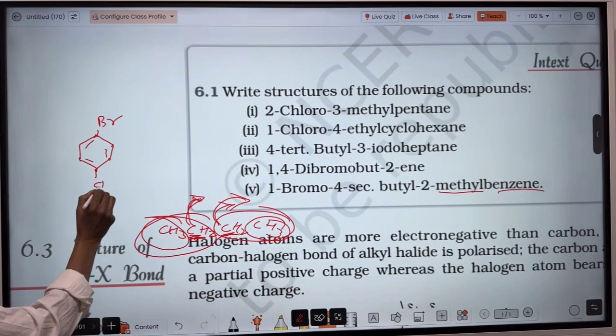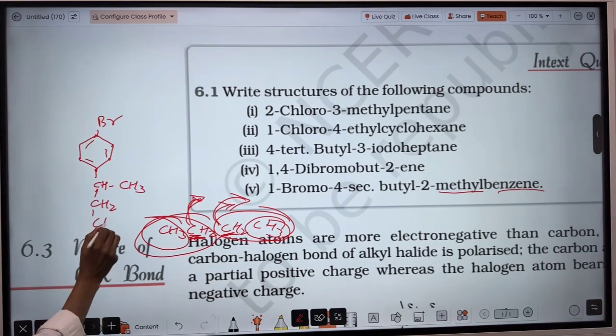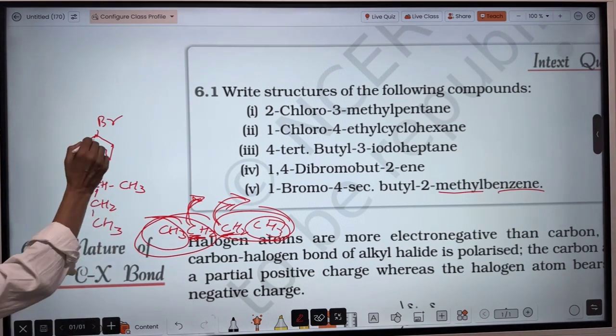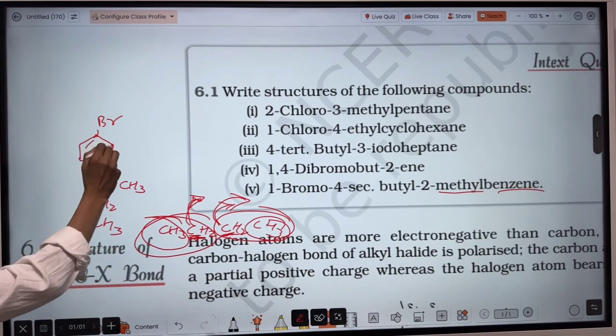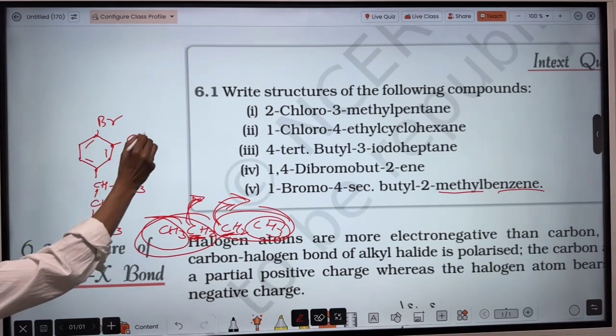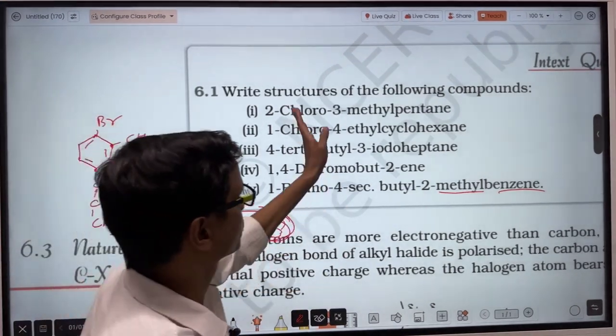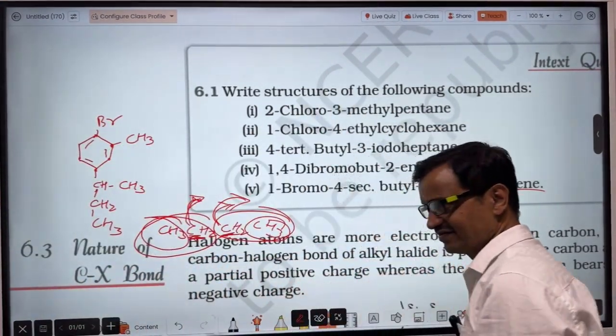So here CH, one side methyl, another side methyl. And 2 methyl. So it is first carbon atom here and it is second. Either you do here or here, whatever you would like. So here methyl. That is how to write the structure of the following compounds. Okay.